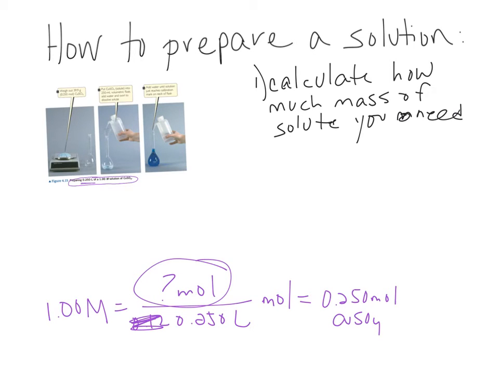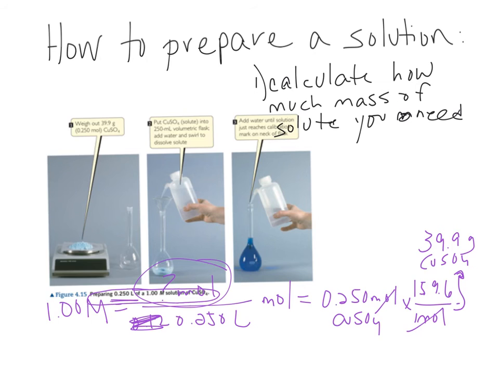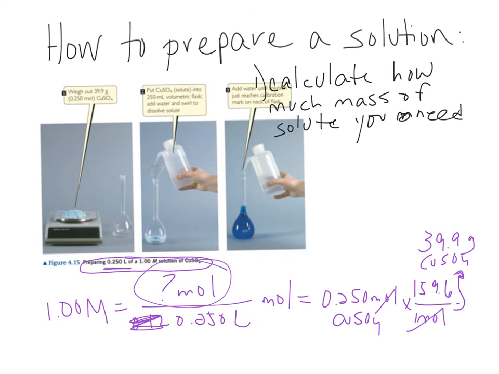And now I'm going to convert this to grams because the scale measures grams, not moles. So once again, I'm going to multiply by the molar mass. 1 mole of copper sulfate is 159.6 grams. And so if you multiply this out, you find that you need 39.9 grams of the copper sulfate to make your solution. So that's what you're going to mass out. You're going to go to the scale and mass that out.